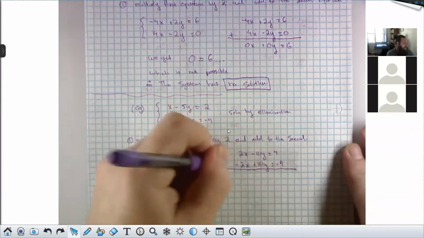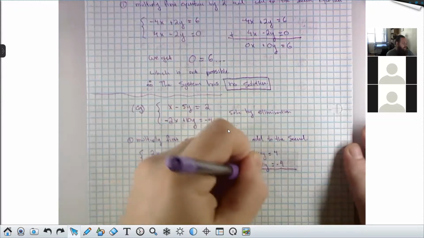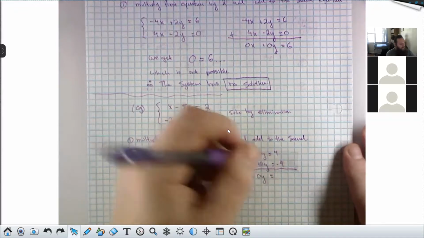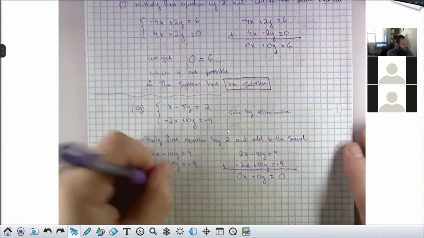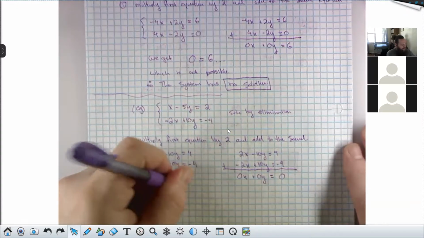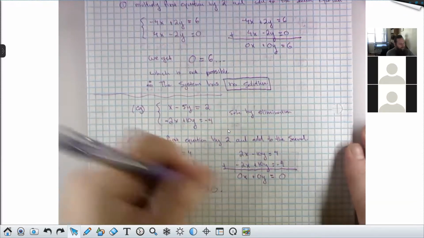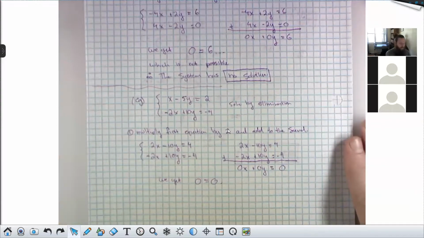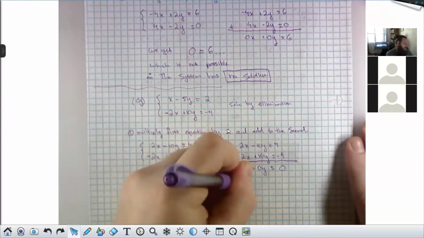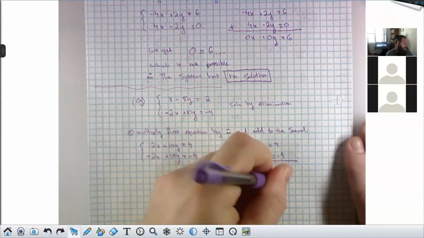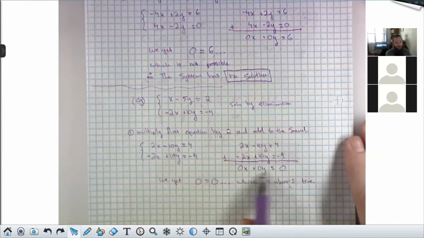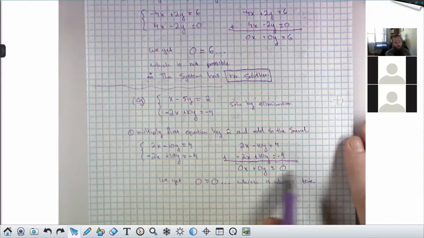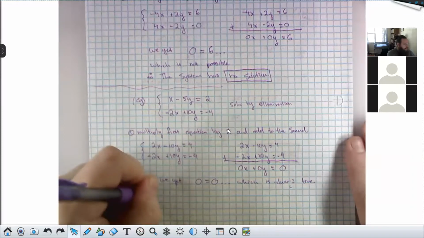On the left-hand side, again, we're going to get 0x plus 0y. But on the right-hand side, we also get 0. So overall, what do we get? We get 0 equals 0. And this is true. A statement like this is called a tautology because it's true no matter what you plug in for x and y. So this tells me we have infinitely many solutions.